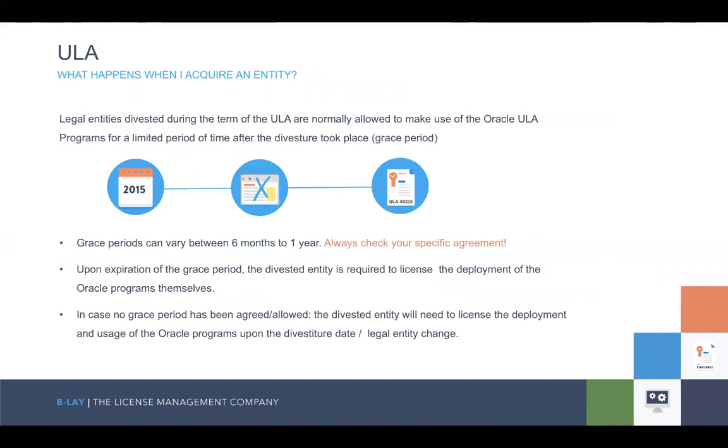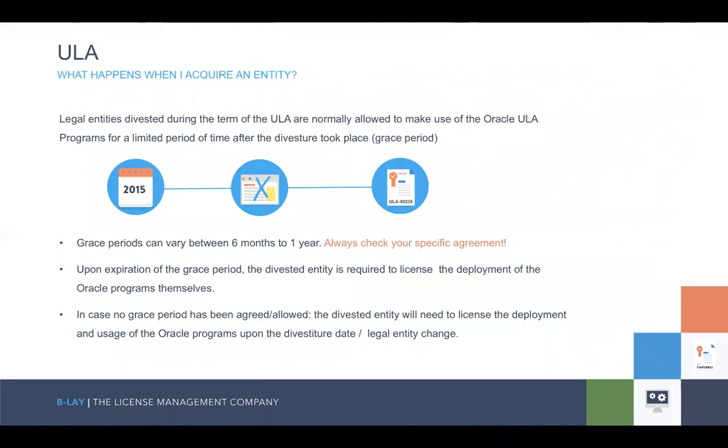Now, there is also another situation, because if you have an unlimited deployment right, you would want to make sure, in case you divest a legal entity, that the moment that that legal entity is being divested, you do have a certain grace period in place. Because in practice, that means maybe today an entity is going to be divested, but it takes your organization time to disentangle the divested entity of your IT infrastructure.